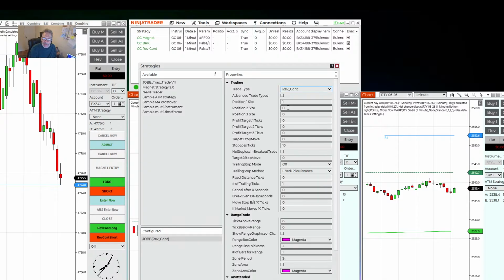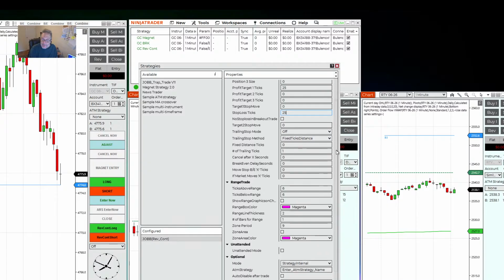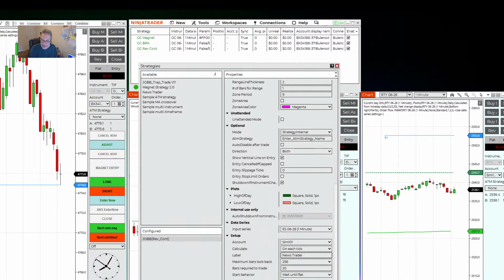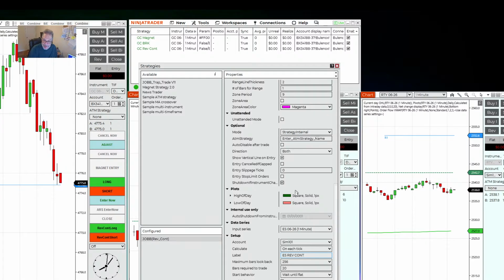One position, ES, target 25, stop 25. And I don't plan, honestly, on trading, but you know the deal. If there's an opportunity, ES reverse continue, no harm in throwing a chart on. If you want to put micros up, you could put a micro up. There's no harm in putting micros up.